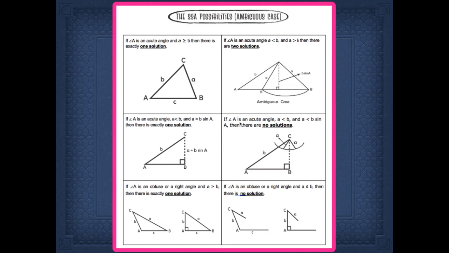Now, if angle A is an acute angle, a is less than b, and a is less than b sine A, then there will be no solution. So here, class, a is greater than b sine A. Here, a is less than b sine A. That's why here, there will be no solution. Another case wherein we will not have any solution is when angle A is an obtuse or a right angle and side a is less than or equal to side b.